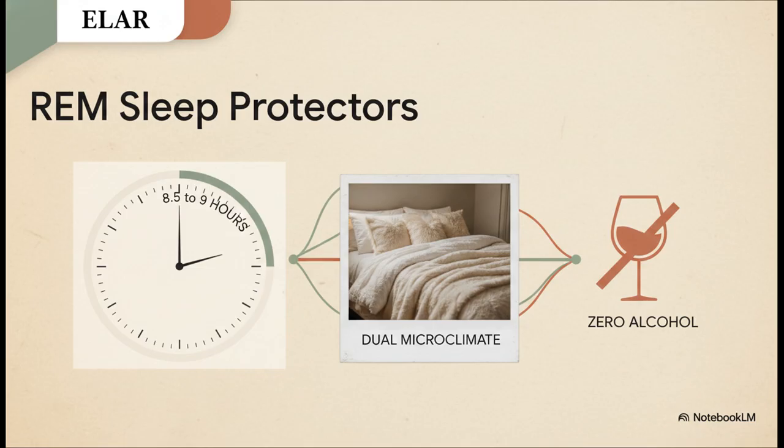You also want a dual microclimate. Keep the room cool for breathing, but use warm blankets because your body actually loses the ability to regulate its own temperature during REM. And most importantly, ruthlessly avoid late-night alcohol. It is an incredibly potent REM suppressant, so skip the nightcap and maybe opt for some tart cherry juice instead for those natural melatonin precursors.